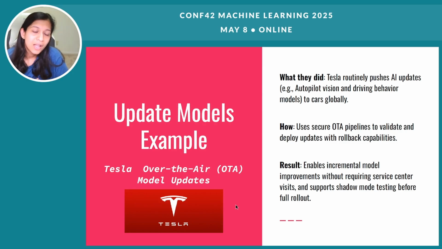They did it over the air, which means the customer received the models just over the internet, and that makes it much easier to deploy and reduces time for the customer as well as the service centers. So this is a very good real-time example of Tesla cars getting updated.